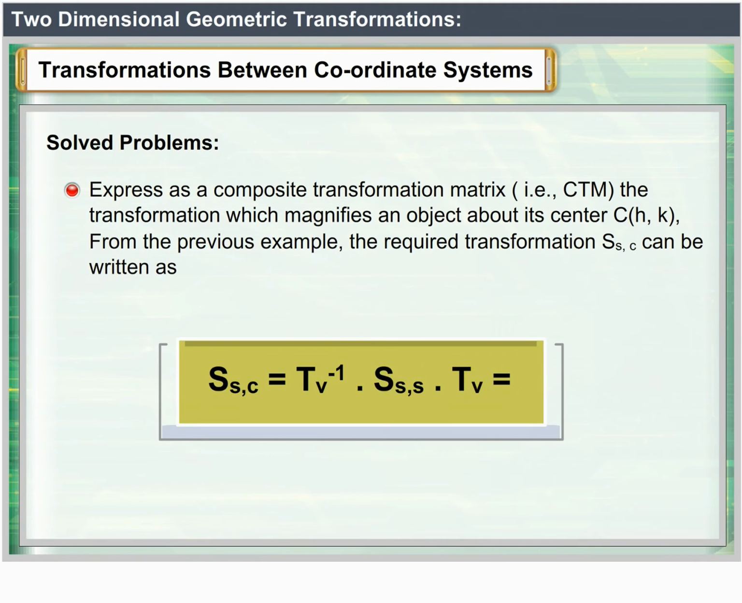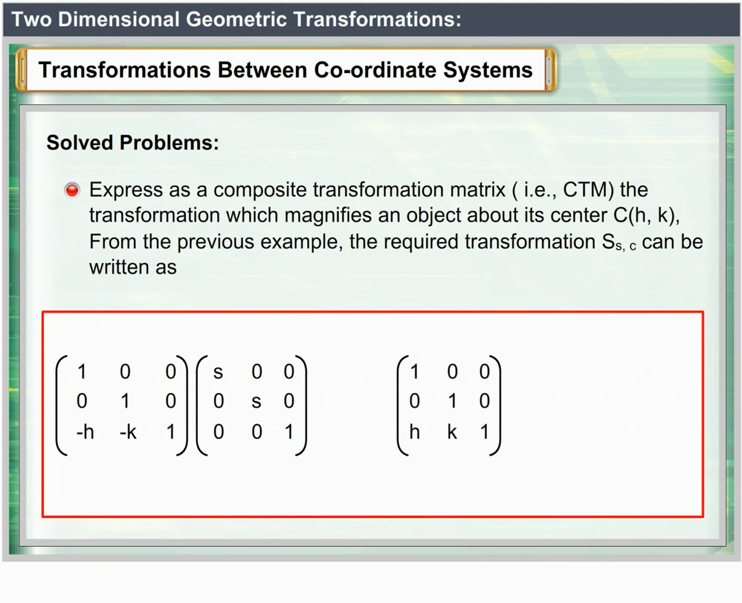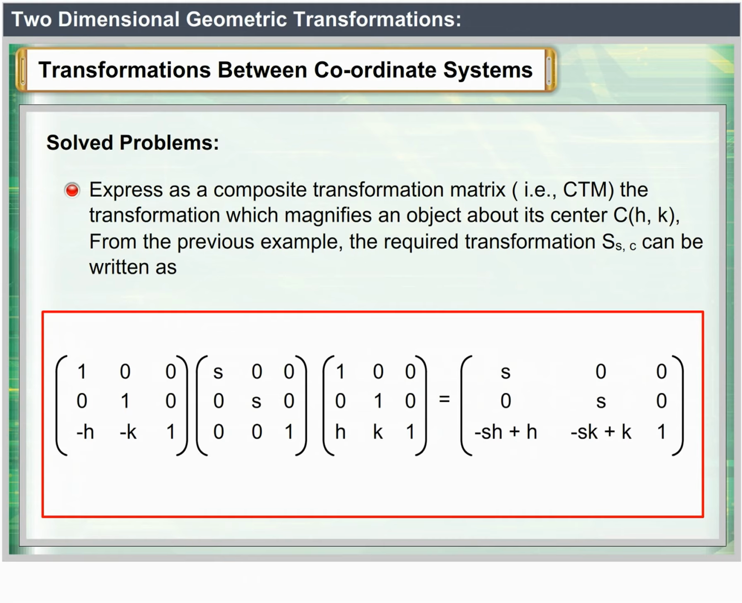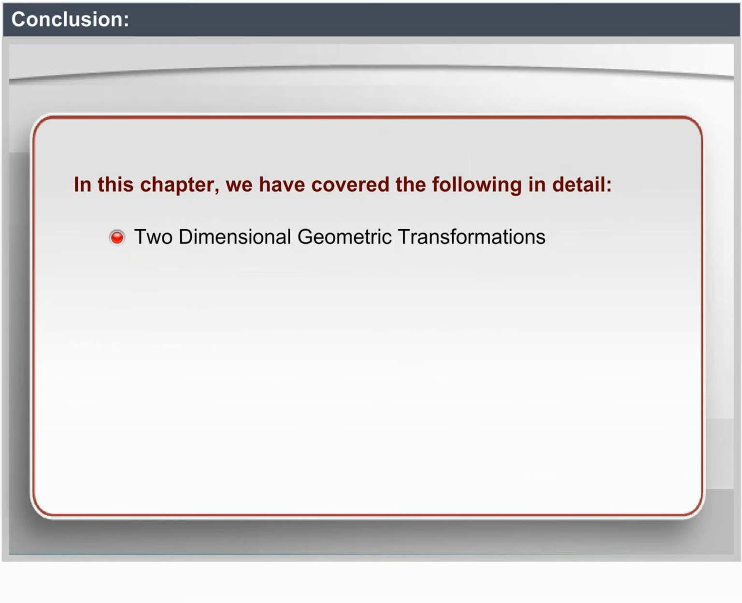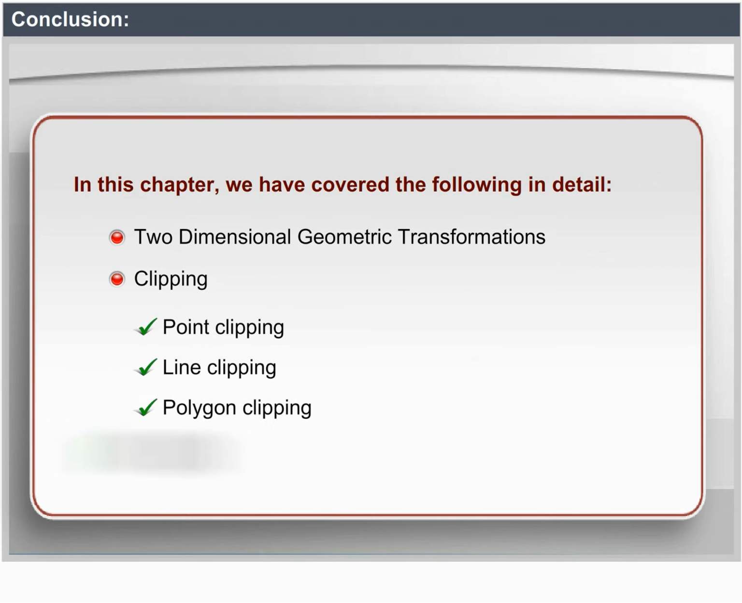Conclusion. In this chapter, we have covered the following in detail: two-dimensional geometric transformations, clipping, point clipping, line clipping, polygon clipping, text clipping, logical classification of input devices, different input modes, interactive picture construction techniques, three-dimensional geometric transformations.